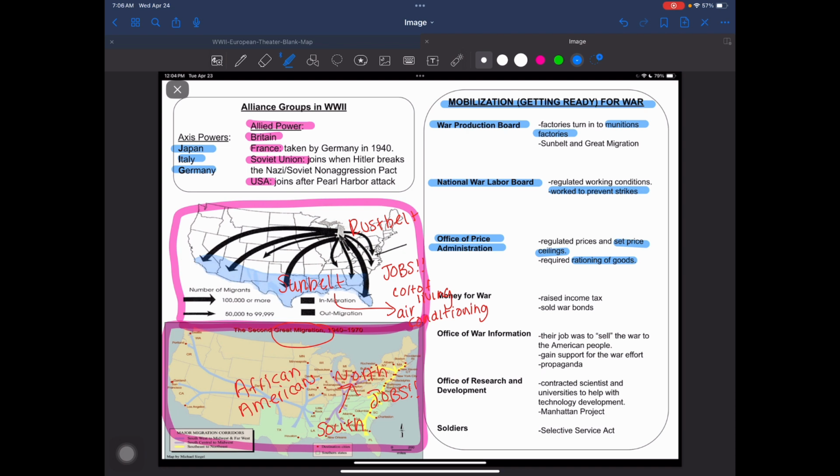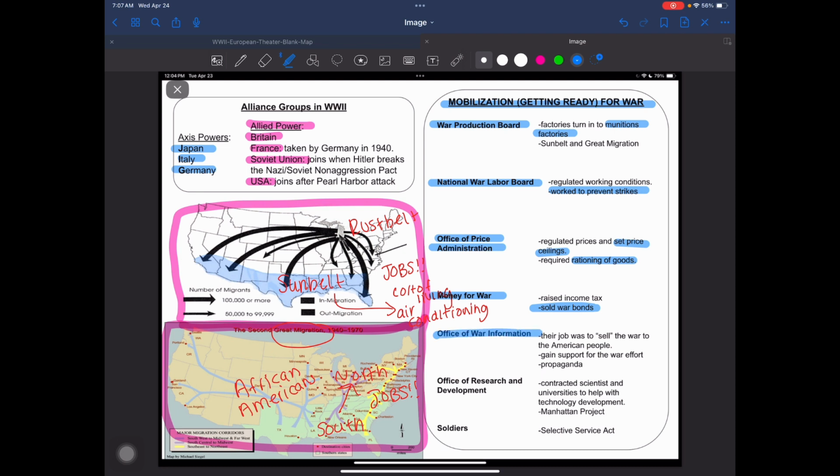And then the same exact way that we funded World War I, we're going to fund World War II. We're going to raise income taxes. And here's the big one: sell war bonds. That's the way we raised the most money for the first war, and that's going to be the way that we raise the most money for the second war.